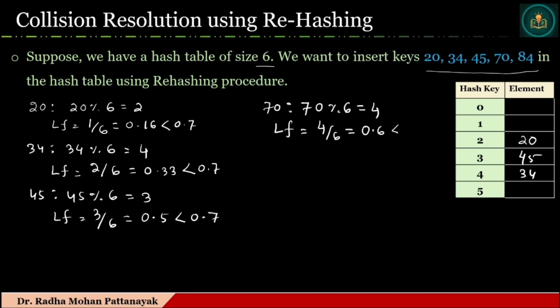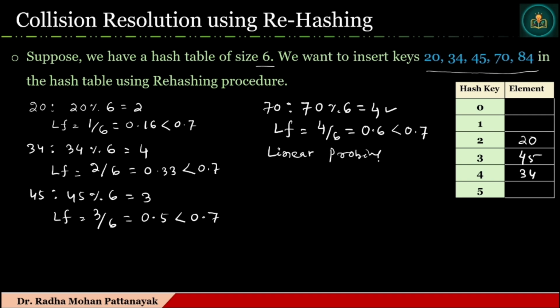0.6, right? Which is less than 0.7. It means the load factor is within the range, so we can insert 70. But what is the key of 70? It is 4. But in the fourth key, an element already exists. Clear? So what will we do here? We will apply the linear probing method to insert the 70 into the hash table.